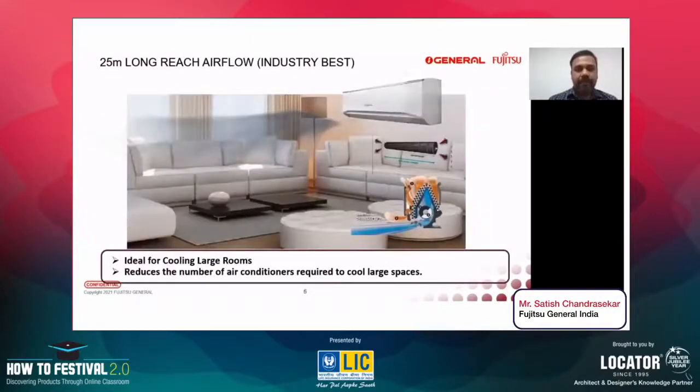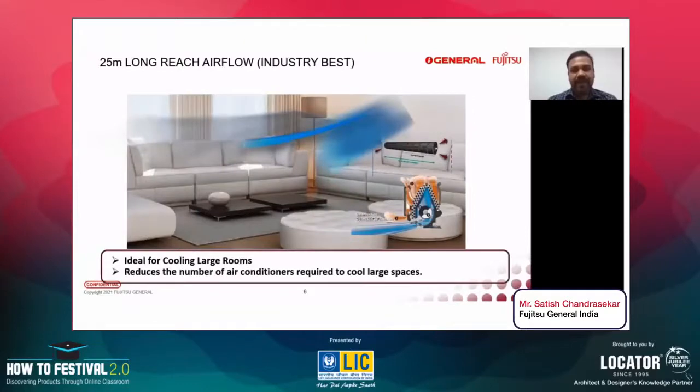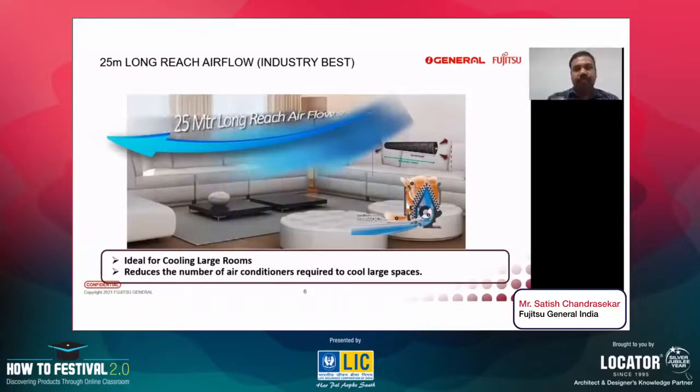And the second most important feature is that general air conditioners have models that can give you up to 25 meters of airflow. For example, if you have an AC on one particular wall, right, and then you stand at a distance of 25 meters away, you can feel the airflow. So that's what it means. Can you imagine 25 meters is almost like 80 feet, almost 80 feet, right?